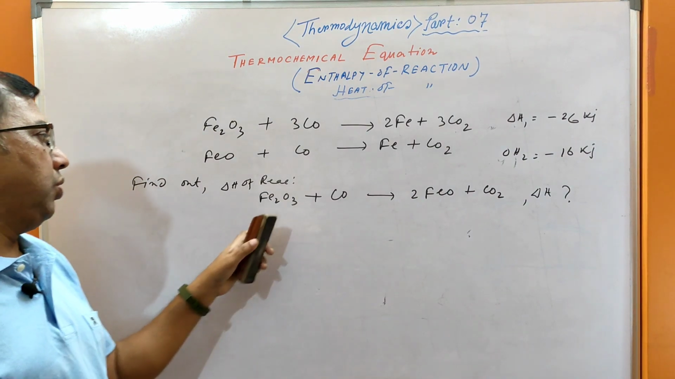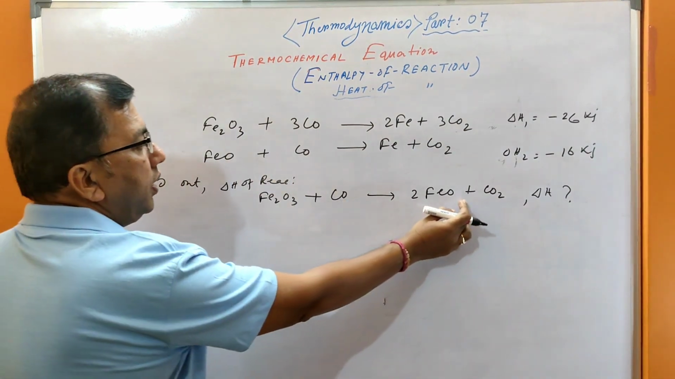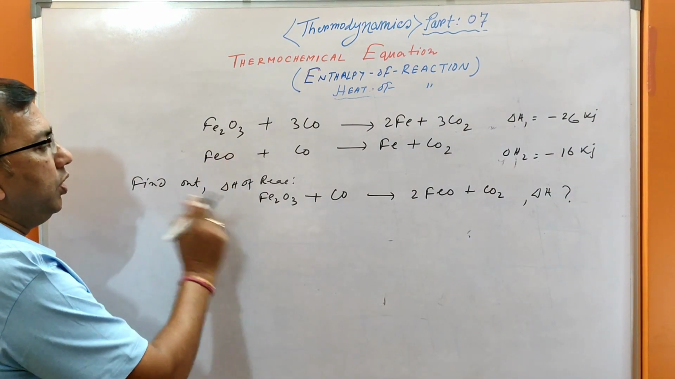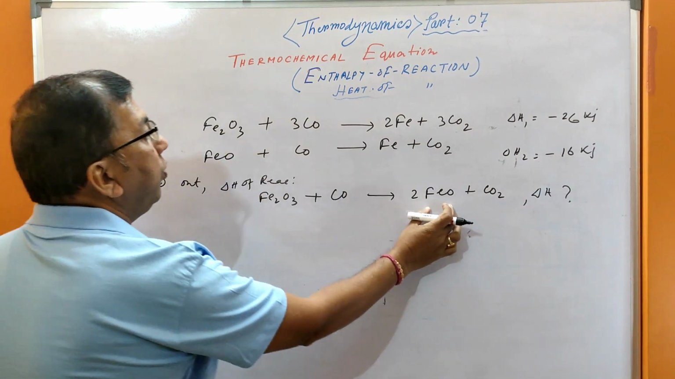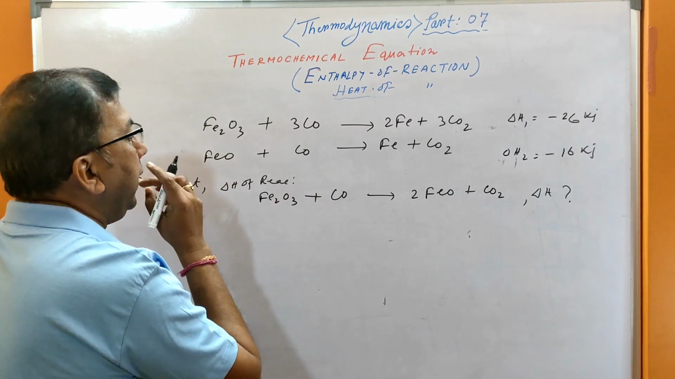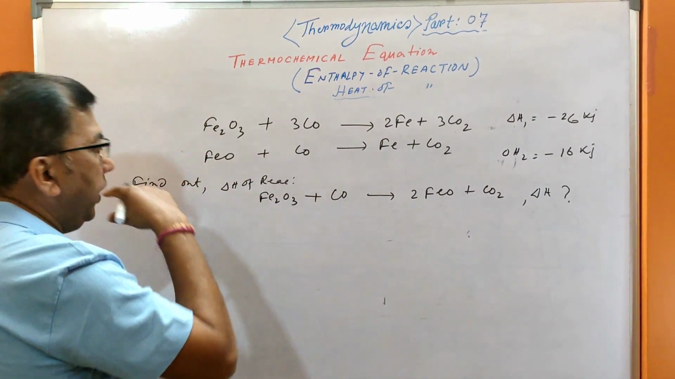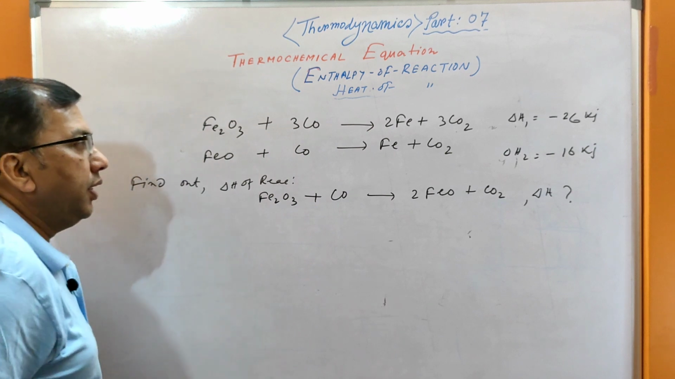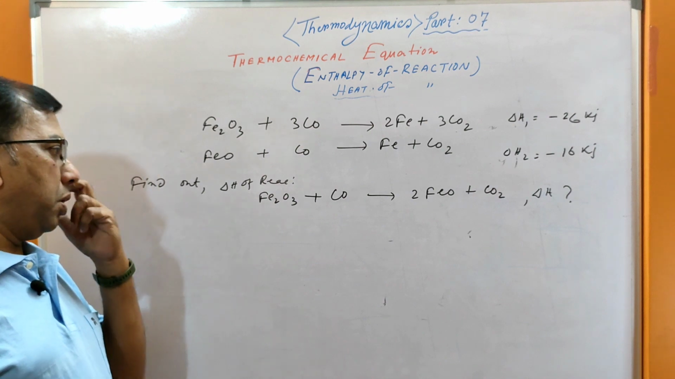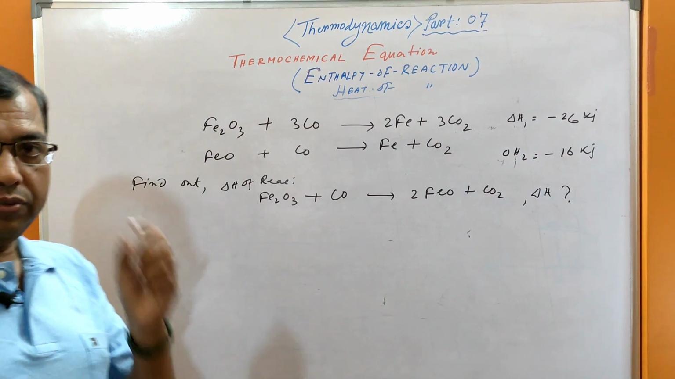Think. Fe2O3, CO, 2FeO, FeO, and CO2. For FeO, Fe2O3 is fine. FeO, 2FeO. Okay. CO is fine. CO2, 3CO2, 4CO2. Here there is only CO2, CO is 1, 3, 4. You have to balance it. How to balance? Think. Will it happen? Think. What will happen?